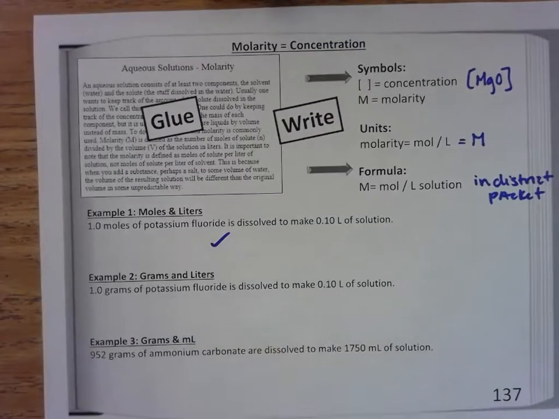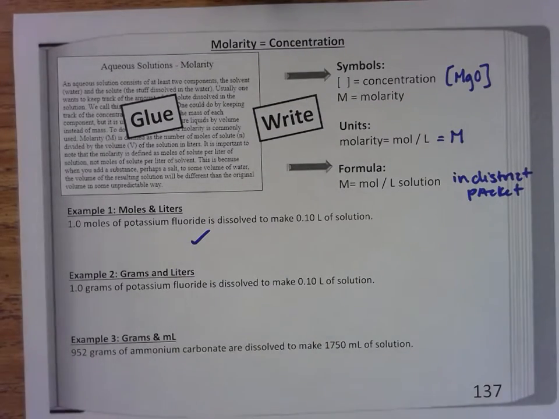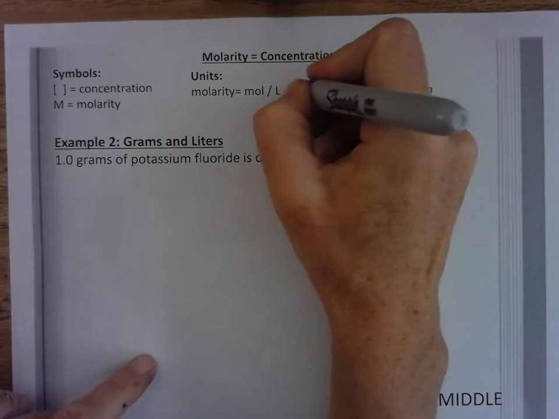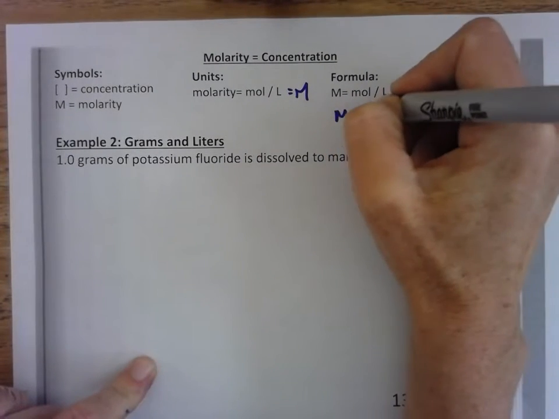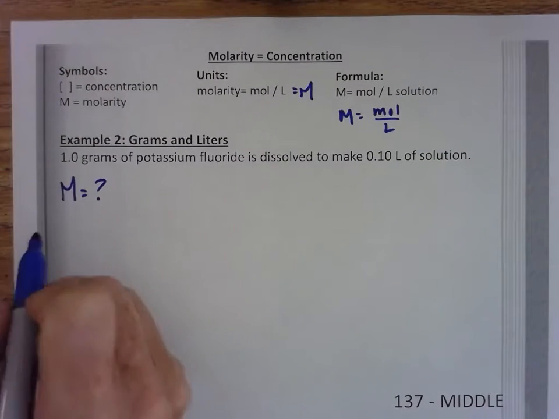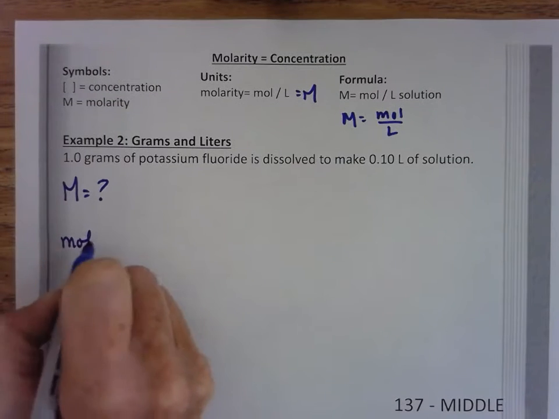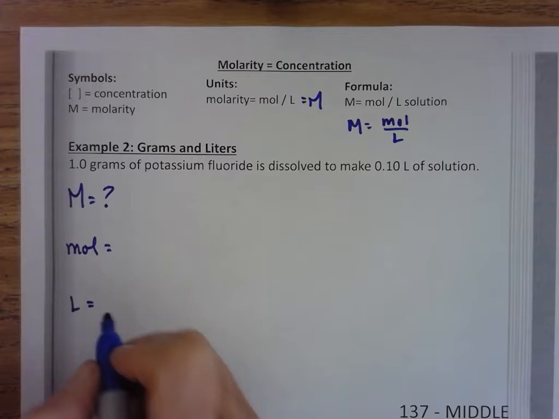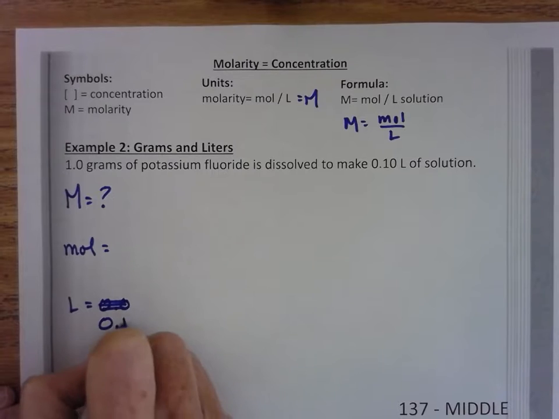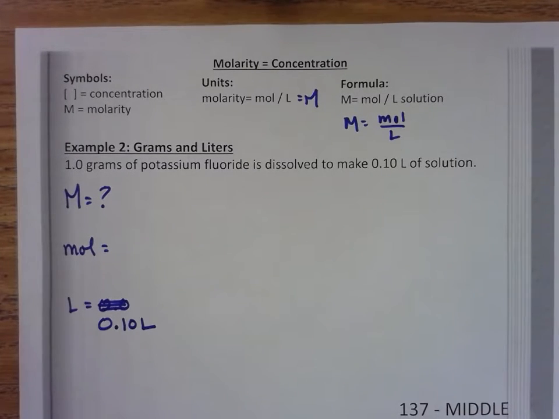So we've done problem 1. We're going to start problem number 2. So here it is, a little bit larger. 1 gram of potassium fluoride is dissolved to make 0.10 liters of solution. Again, this is big M. So you are always going to be calculating molarity for me. We have moles and we have liters. The liter one is easy because it's already in liters. But the moles are not present.